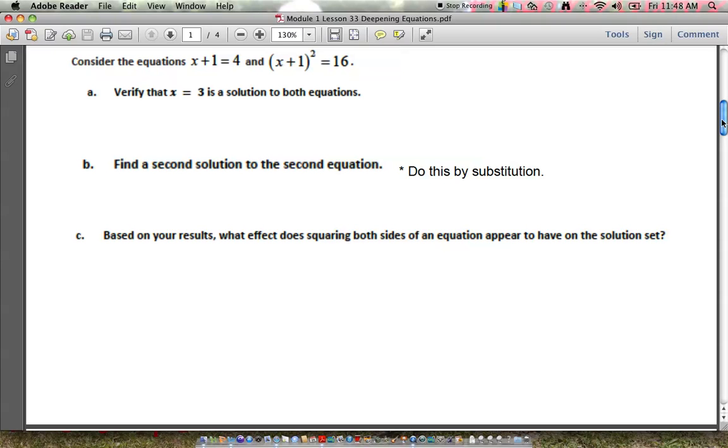Okay. So we look at the first equation. I hope you verified that 3 works to both equations, right? Are you with me on that? Okay, so I know the directions seem awkward because you haven't seen them before, but they're not complicated. If I plug in a 3, isn't 3 plus 1 4? And if I plug in a 3 here, isn't 3 plus 1 4? And if you square 4, you get 16?